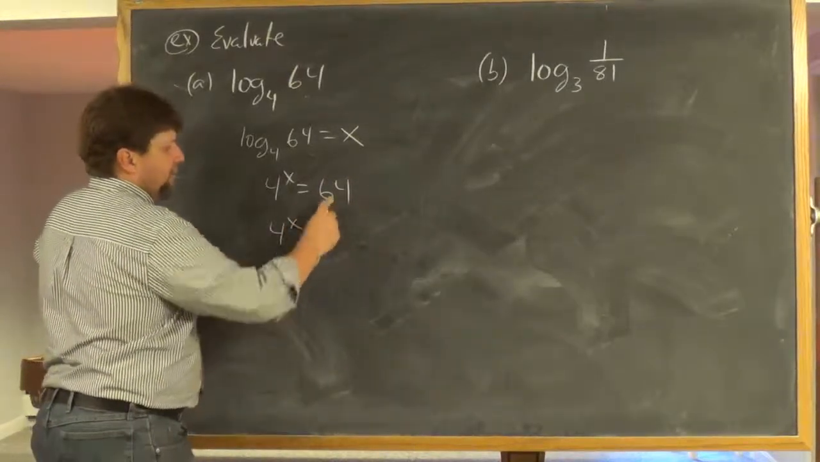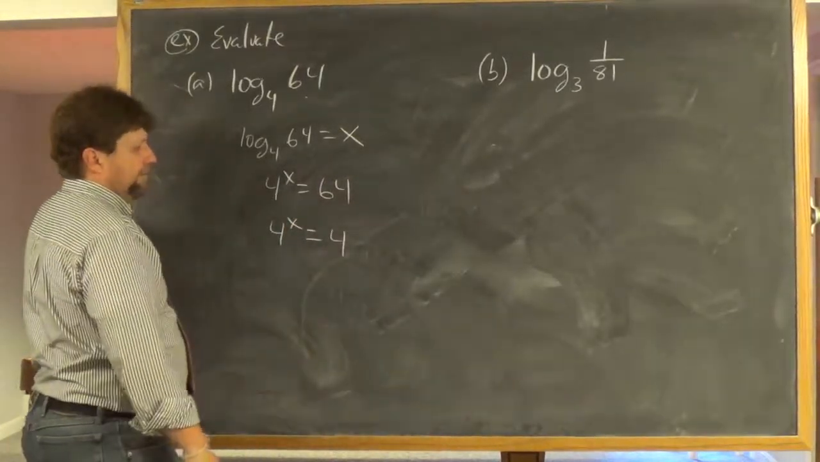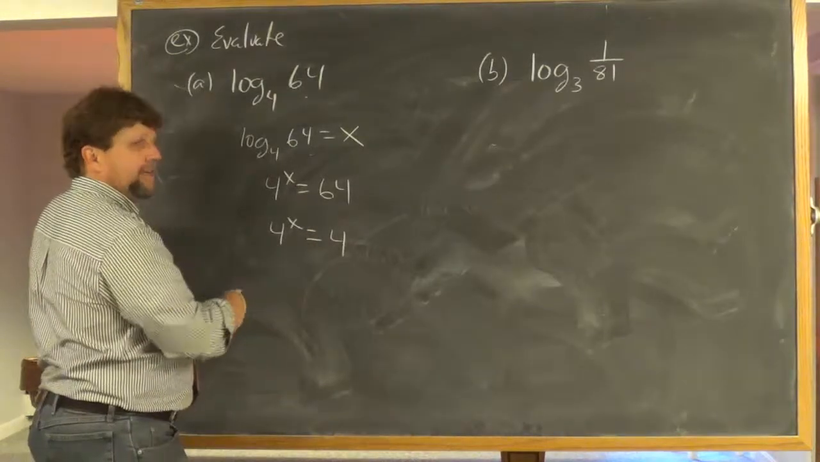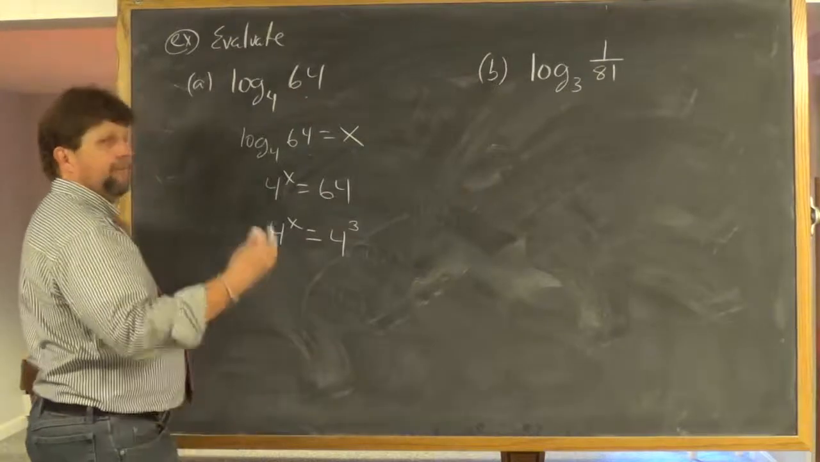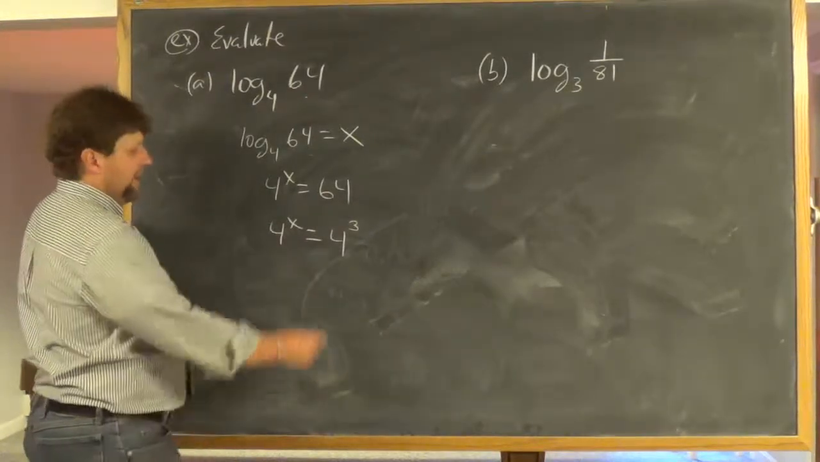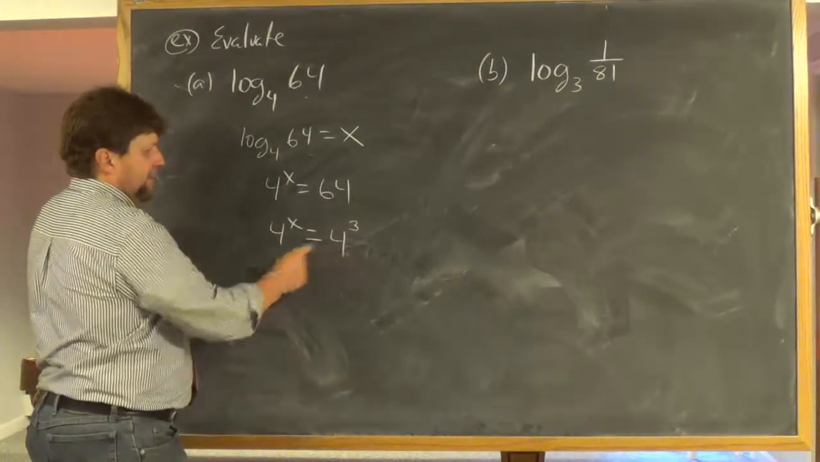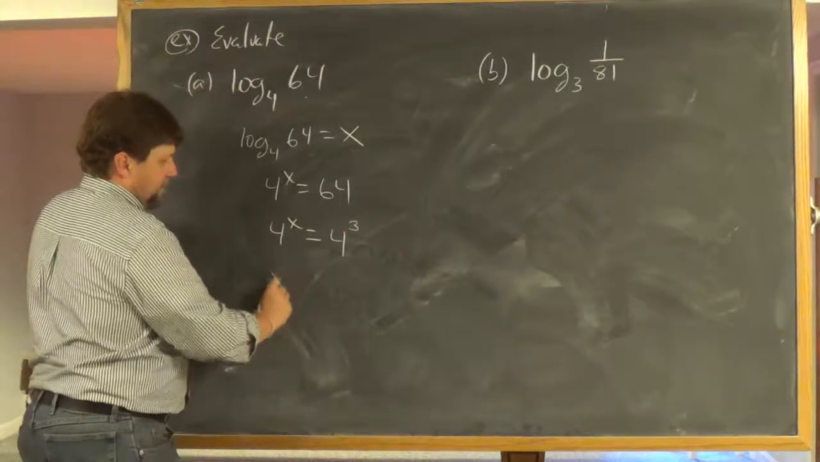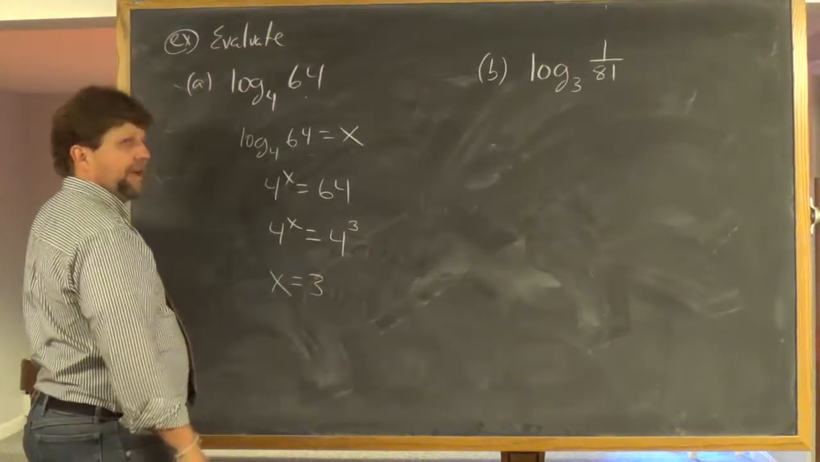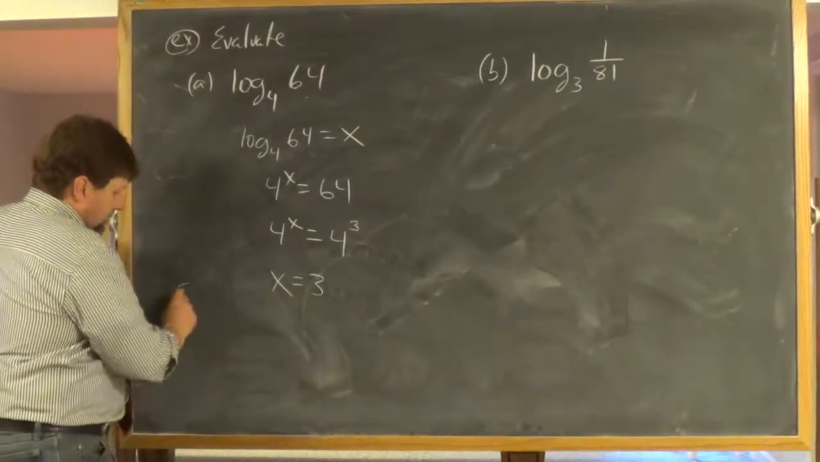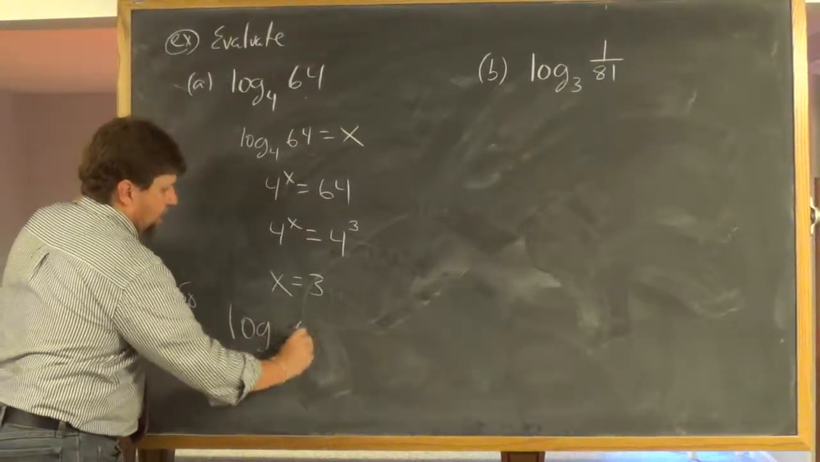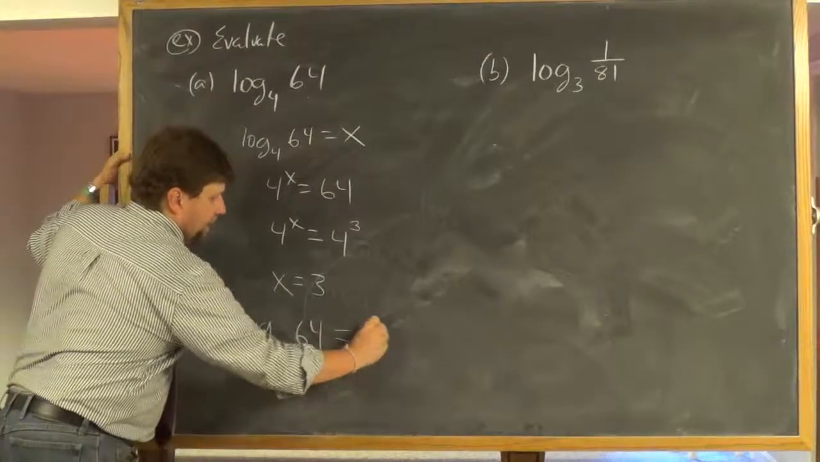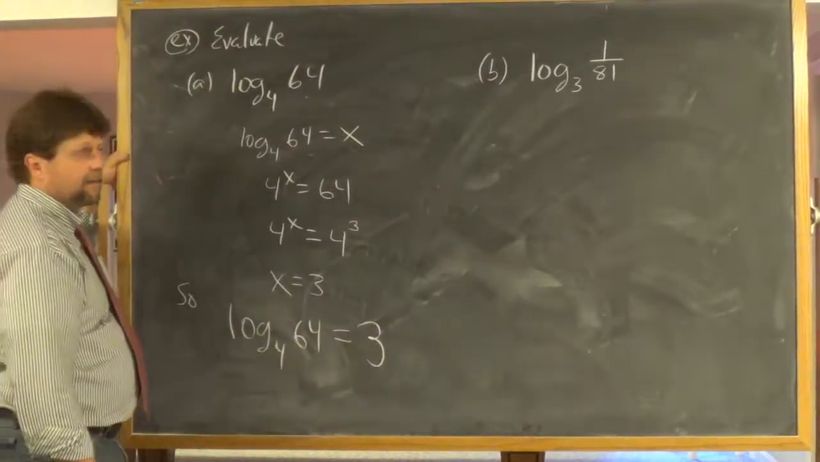Rewrite 64 as a power with a base of 4. You can rewrite 64 as 4 to the third power. Then, preservation of equality: the bases are the same, so in order for this to be true, the exponents have to be equal. So that means log base 4 of 64 is equal to 3.